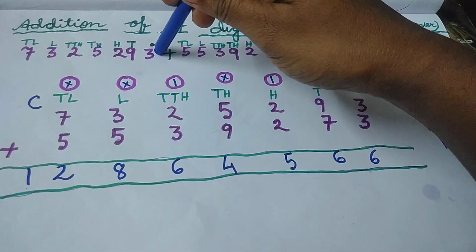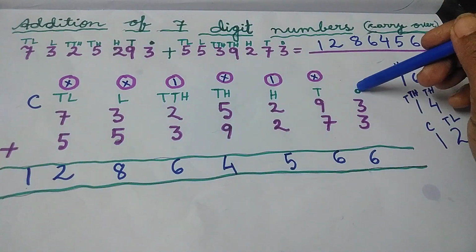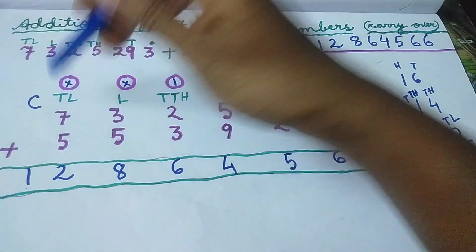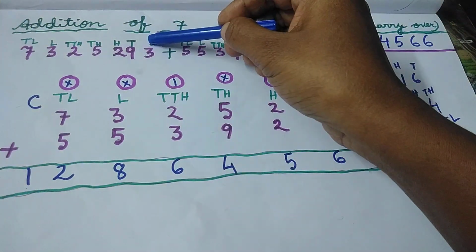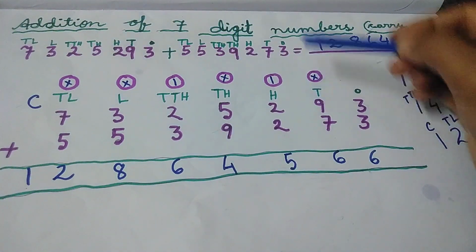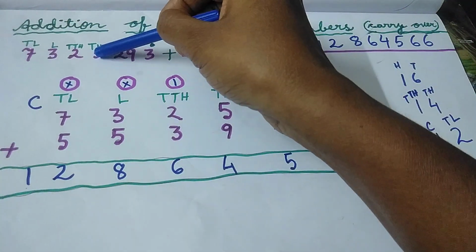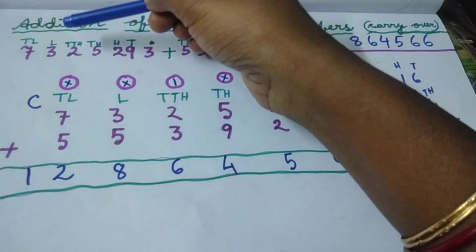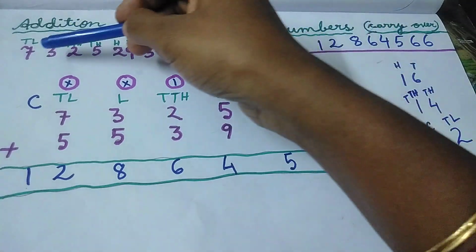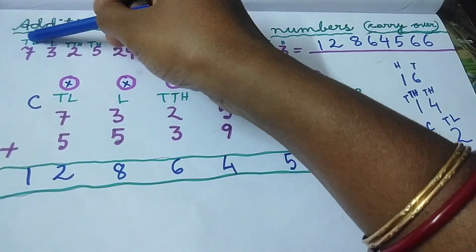Go to the first number. Write all the digits in their respective houses or respective places this way. 3 belongs to 1's place, 9 belongs to 10's place, 2 belongs to 100's place, 5 belongs to 1000's place, 2 belongs to 10,000's place, 3 belongs to lakhs place, 7 belongs to 10 lakhs place.